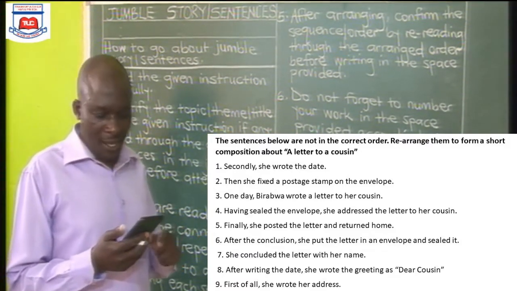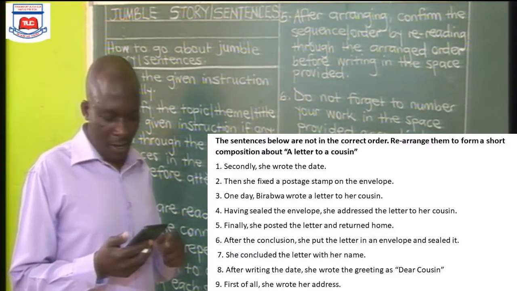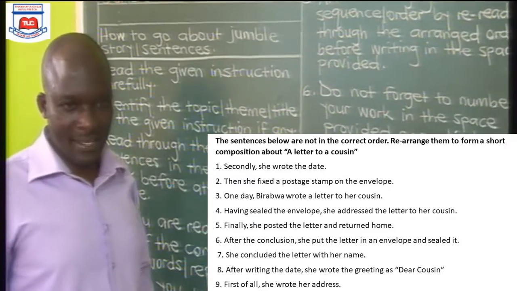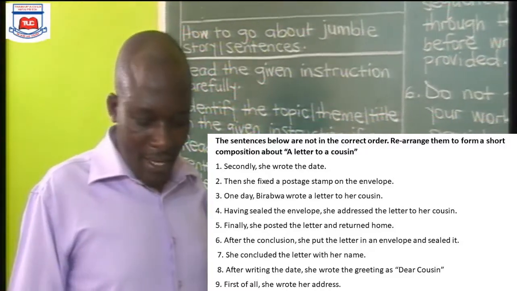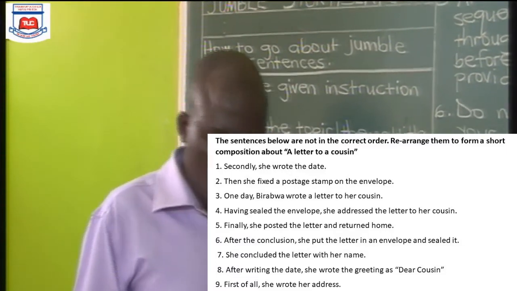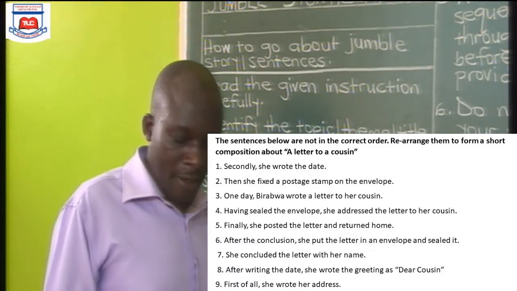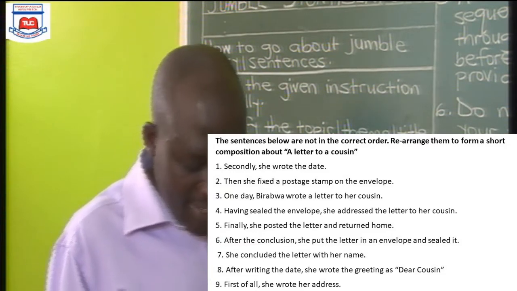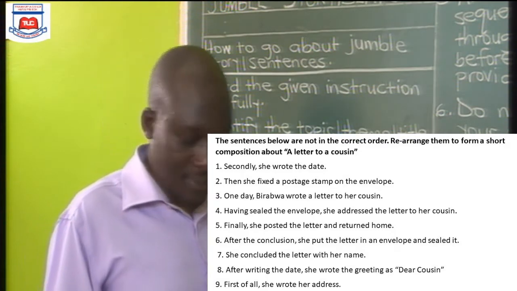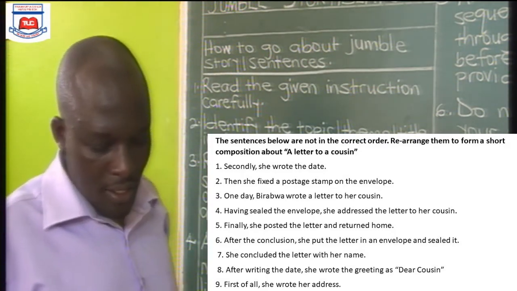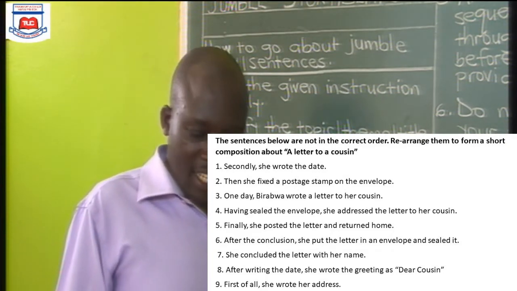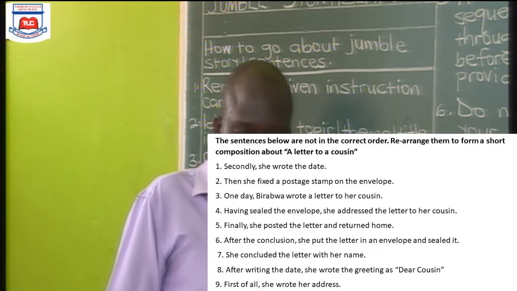Then she fixed a postage stamp on the envelope. One day, Birabwa wrote a letter to her cousin. Number 4, having sealed the envelope, she addressed the letter to her cousin. 5, finally, she posted the letter and returned home. 6, after the conclusion, she put the letter in an envelope and sealed it.